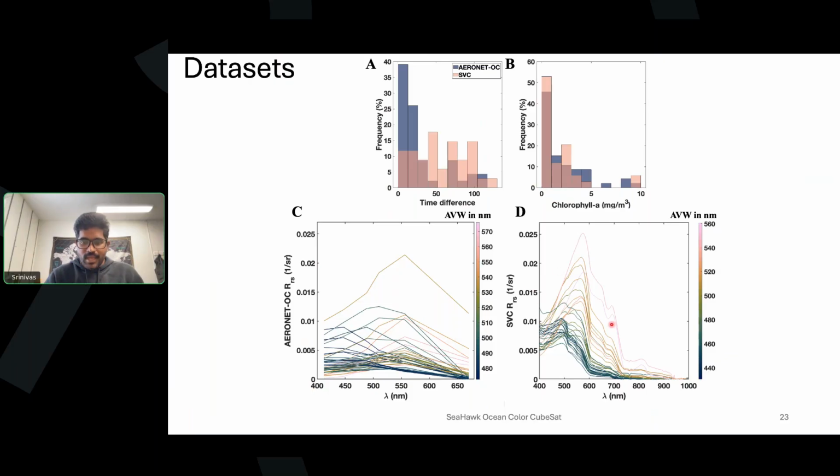And on the right, we have the hyperspectral radiometric measurements from the SVC, Spectra Vista Corporation's radiometer, similar to the Aeronet OC. But these are hyperspectral measurements, so we have much more data. And again, each of these spectra are color coded using the apparent visible wavelength.